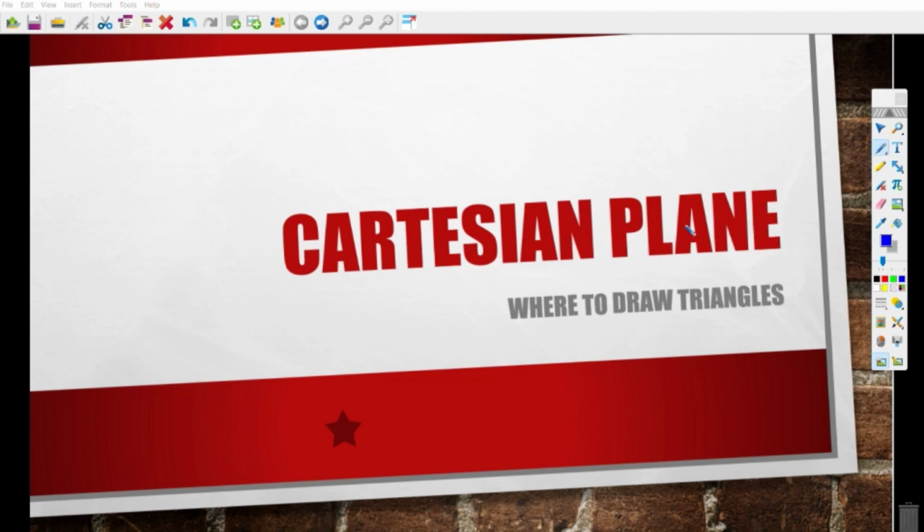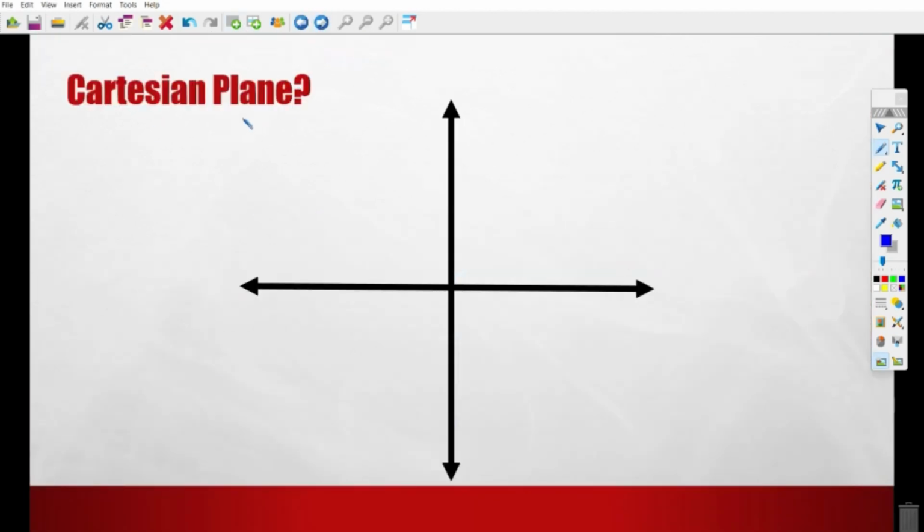If you look at today's topic, we're going to be looking at the Cartesian plane. So what the heck is this thing? It's where we are going to draw some triangles. We're going to get into that just now. But what is this Cartesian plane thing? So what is a Cartesian plane?